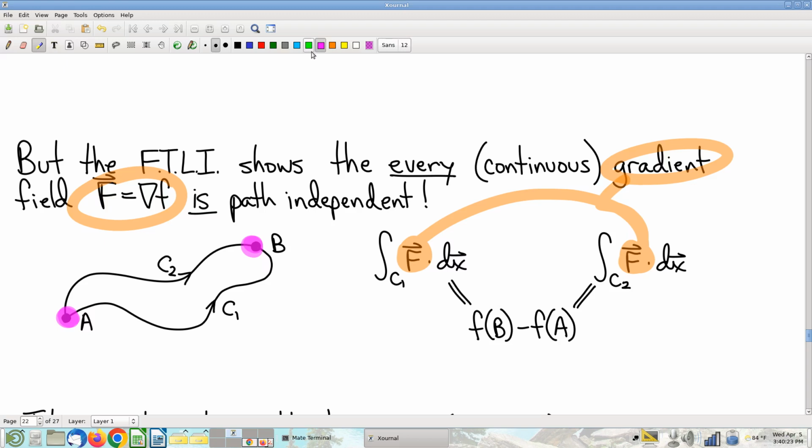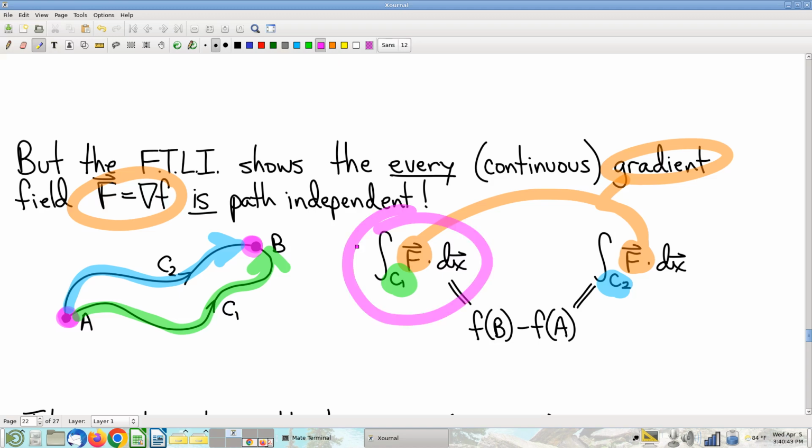And just to flesh that out, again, here's C1. It starts and ends at the points A and B. Here's C2, which starts and ends at points A and B, the same points A and B. How would I go about computing this vector line integral over C1? Well, let's see here. It's a line integral of a gradient.